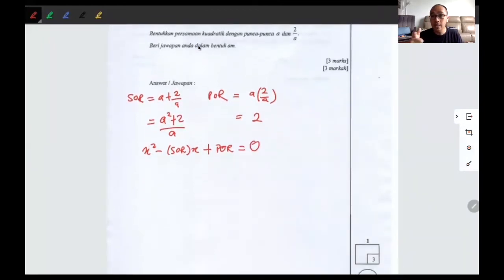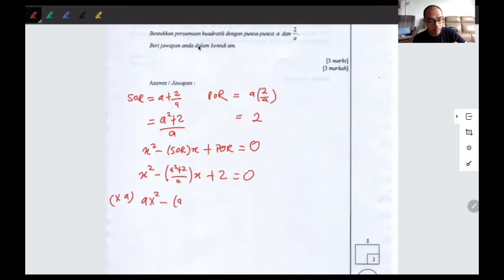Okay, but this is not general form. So once you put it in, x squared minus a squared plus 2 over a x plus 2 equals to 0. Okay, then after that, in order to make it general form, kita kasih hilang itu a di bawah. So you multiply everything by a. Okay, times a semuanya. So this will be ax squared minus a squared plus 2x plus 2a equals to 0. This will be our final answer. Okay, so nothing really much here. This is actually very, very basic work.